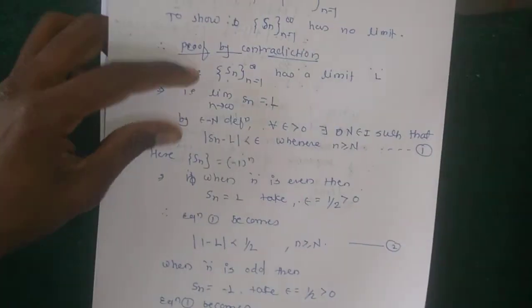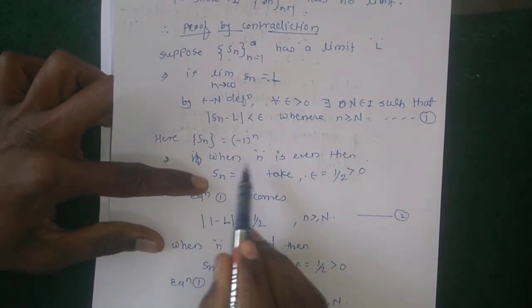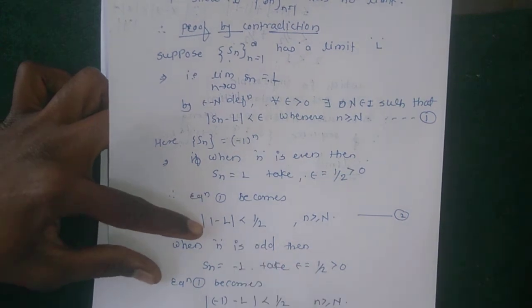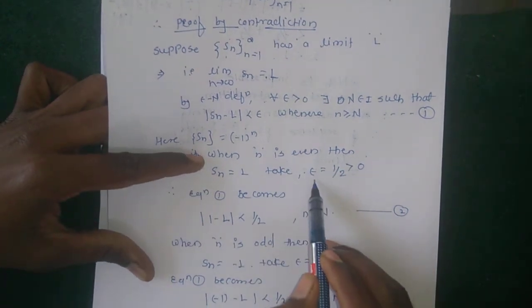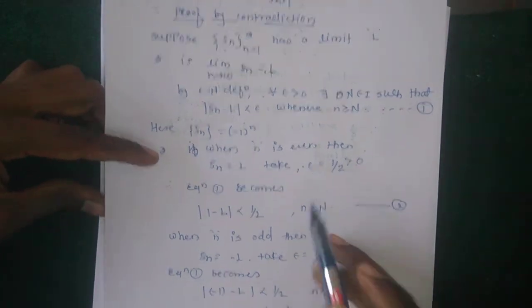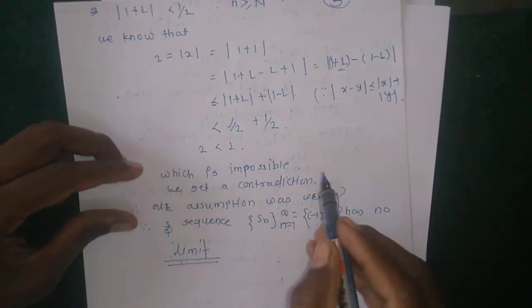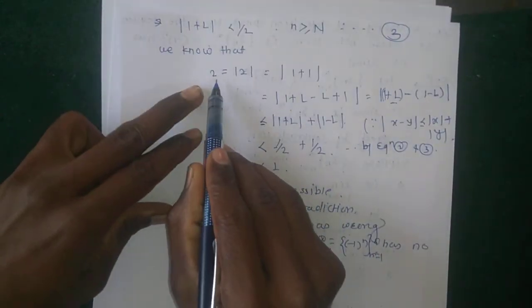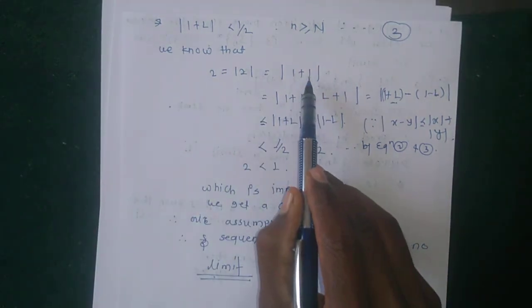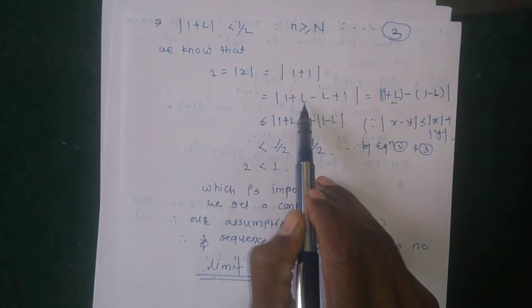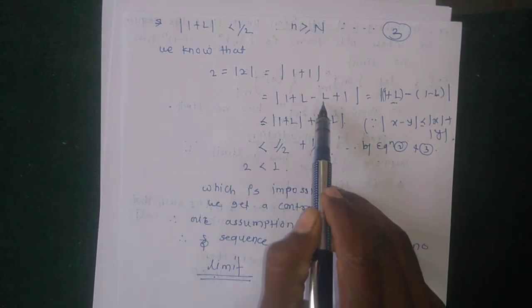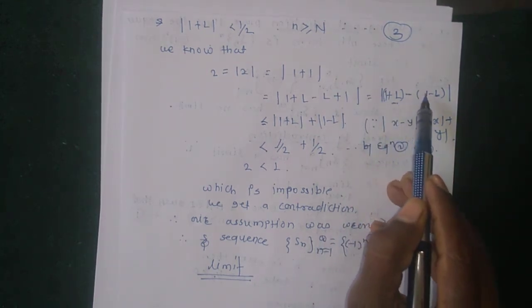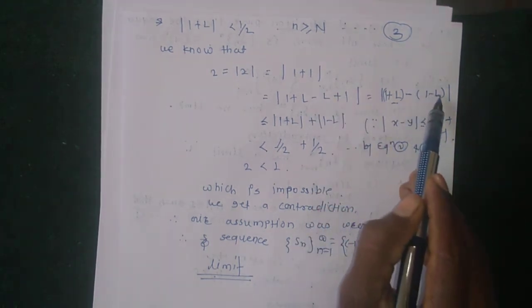How to prove it? We only need to show, by using the epsilon n definition, that when n is even the value is 1, and when n is odd the value is minus 1. Take epsilon equal to 1 by 2 in both cases. Using equations 2 and 3, consider 2 and express it in the form 1 plus 1, then add and subtract L. We get 1 plus L minus, where the sign is common, 1 minus L.